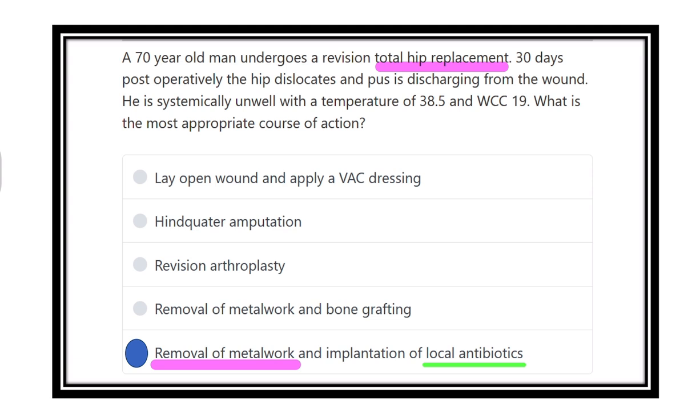So in case of any type of implant infection and prosthesis infection, we should go for removal of the prosthesis or removal of the implant. It is the first line treatment.